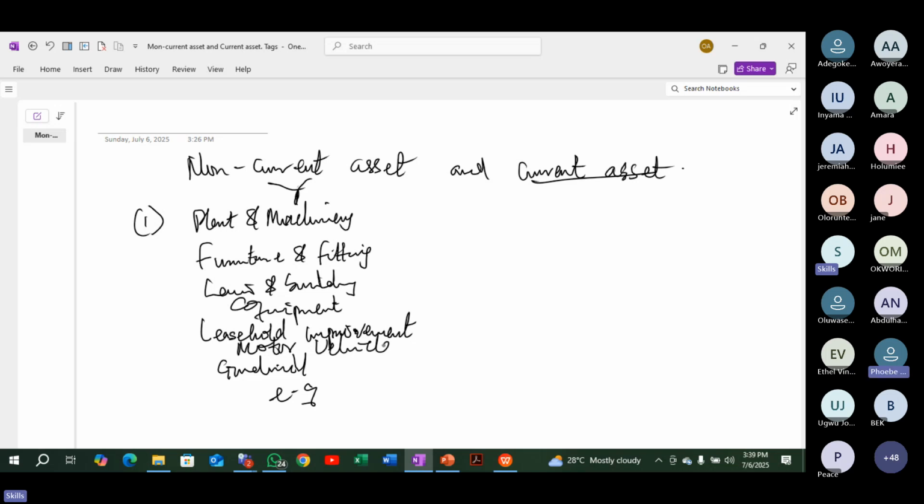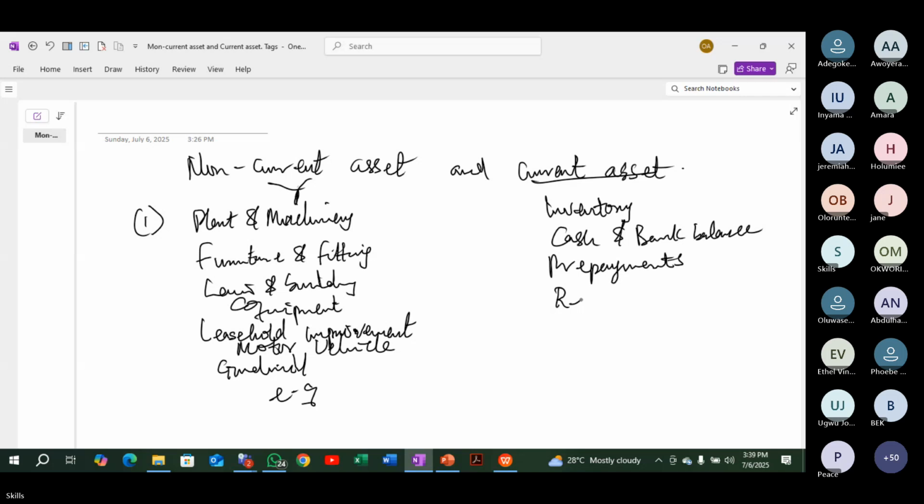Etc. So also under current assets, I have my inventory, I have my cash and bank balance, prepaid, receivables, short-term investment, etc.